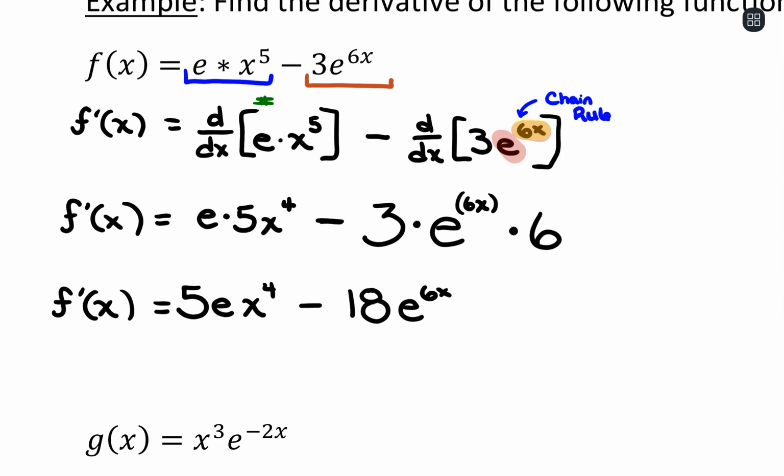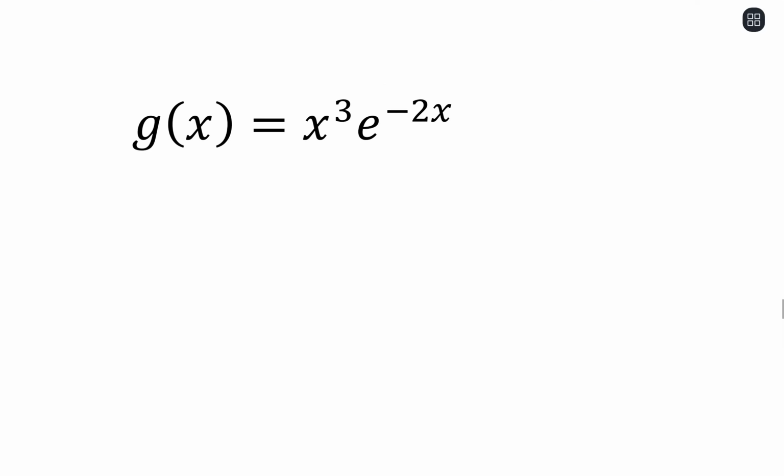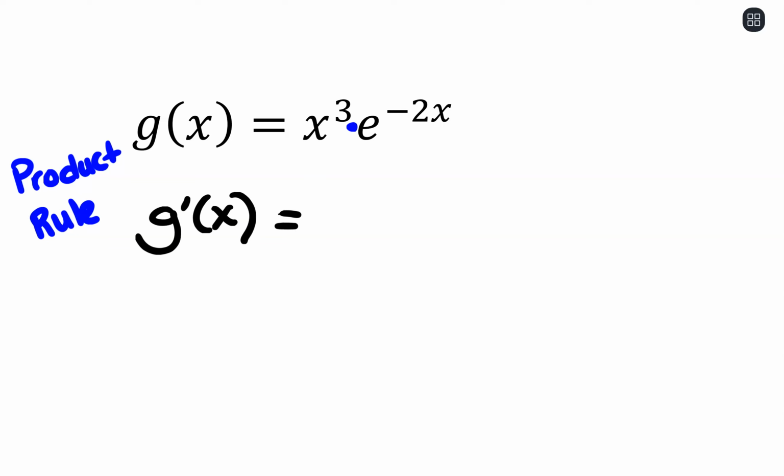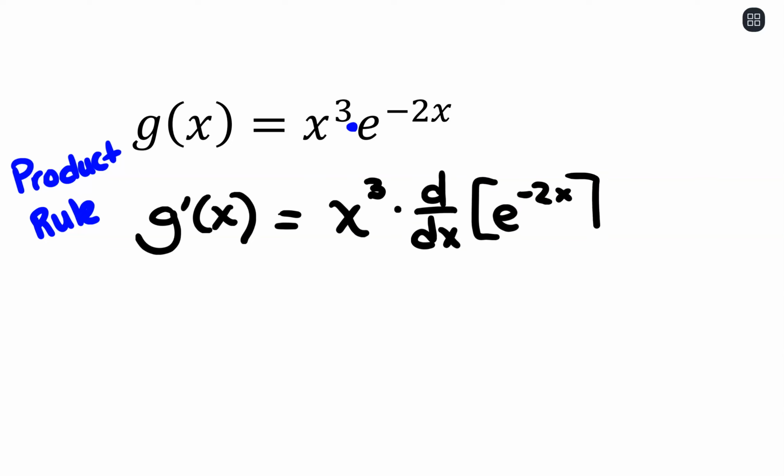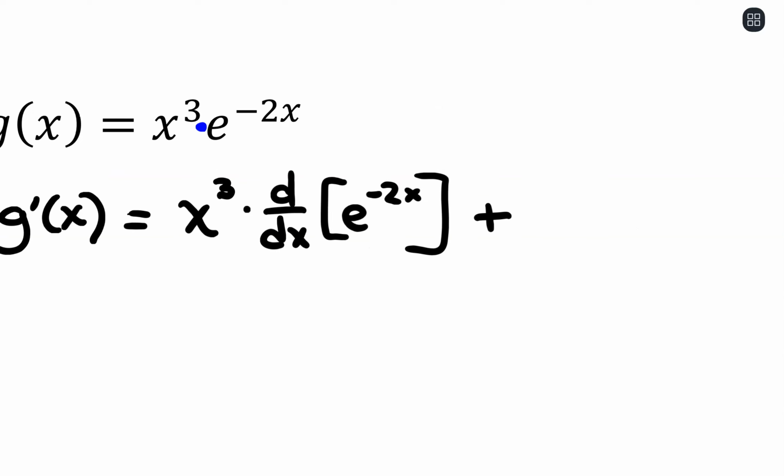All right, let's go ahead to this next one. So here we are multiplying two things, so we have this x cubed and e to the negative 2x. So with this, we need to use the product rule. So taking the derivative, we're going to have our first function times the derivative of the second, plus our second function times the derivative of the first.